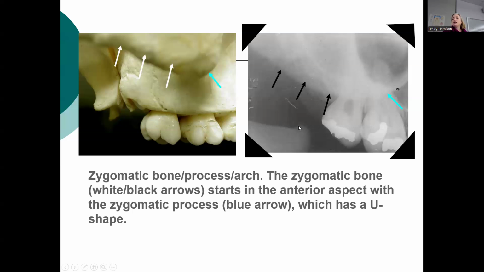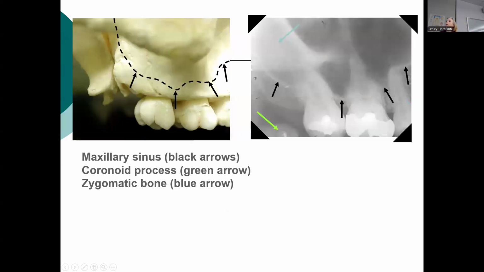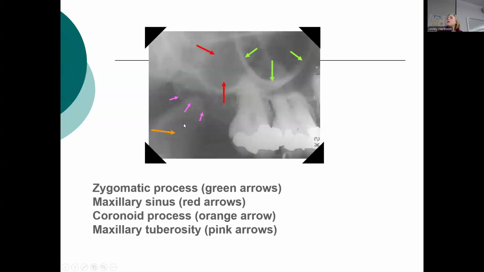And then down here we have the coronoid process. Again, we have the maxillary sinus all along here. That's just showing the large sinus, all back here. Over that, you see the zygomatic process, and a little bit of the coronoid process down here. Orange arrow is the coronoid process. Purple is the maxillary tuberosity. Red is pointing more at the actual maxillary sinus, the cavity part of it, the open space. And the green arrow is pointing to the zygomatic process.